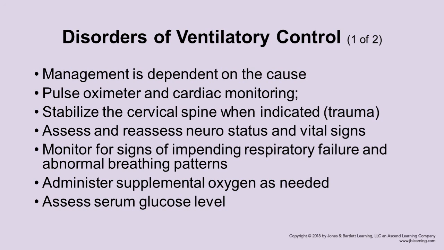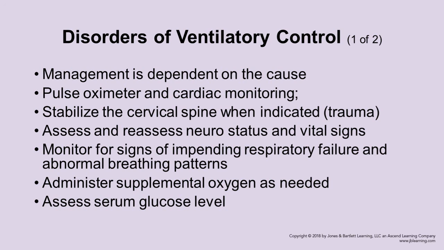All right, next we'll look at the management of disorders of ventilatory control, which is really dependent upon the cause. The management is uniform with other pathologies that we've seen previously. So put this patient on the pulse oximeter and cardiac monitoring. If there's a trauma situation, you'll want to stabilize the cervical spine. Assessing and reassessing neurostatus and vital signs is always important. And then always keep monitoring vigilantly for signs of impending respiratory failure and abnormal breathing patterns.